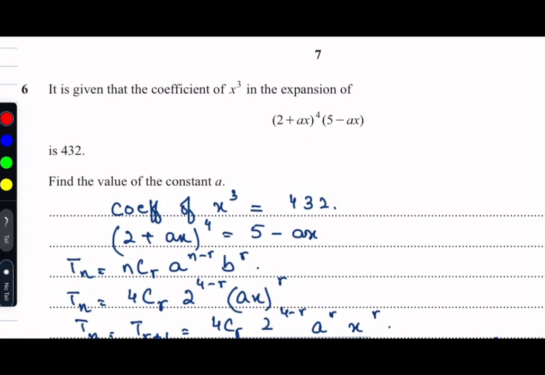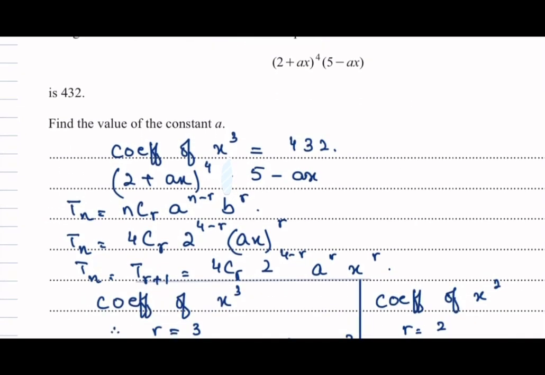So one thing that I know is that the coefficient of x cube is 432, and (2 + ax)^4 should get multiplied by (5 − ax). I've used the term equation, which is Tn equals nCr a to the power n minus r and b to the power r. I know the value of n, it's 4. So 4Cr, 2 to the power 4 minus r, since the first term is 2, and the second term ax to the power r. So the term equation in terms of r is going to be 4Cr 2^(4−r) a^r x^r.